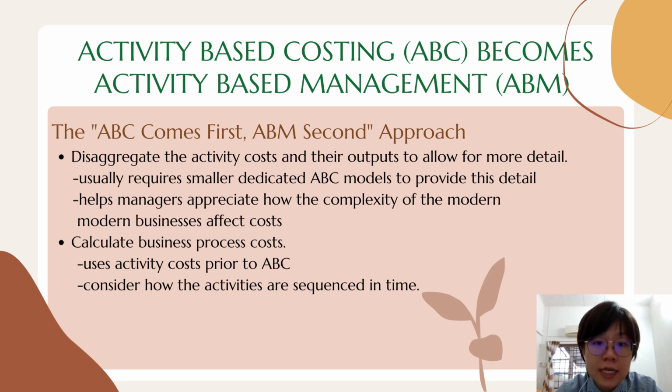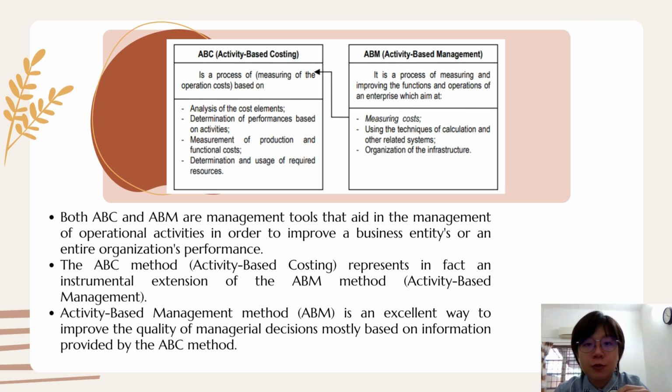The second approach is to calculate the business process cost. This approach uses the activity cost prior to ABC and considers how the activities are sequenced in time. Next, by applying ABM techniques to seek out the root causes of problems. Both ABC and ABM are management tools that aid in the management of operational activities in order to improve a business entity's or an entire organization's performance.